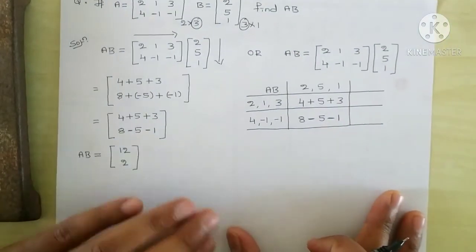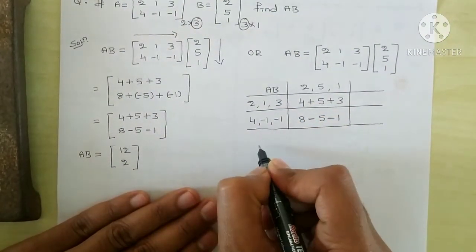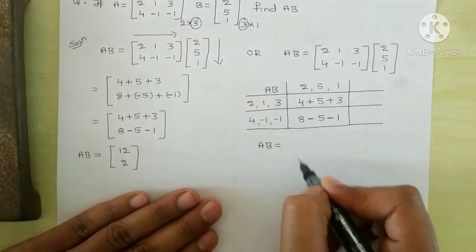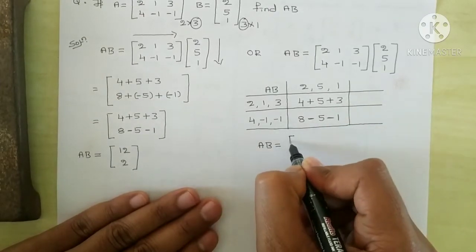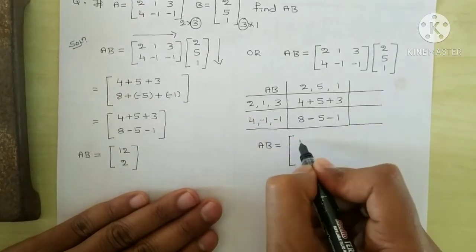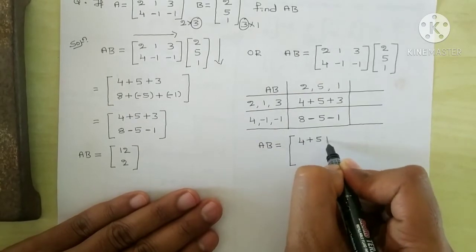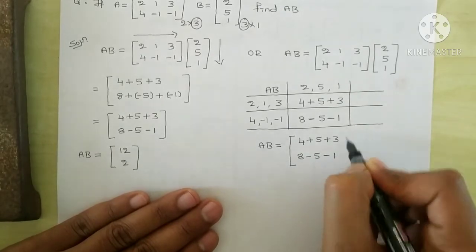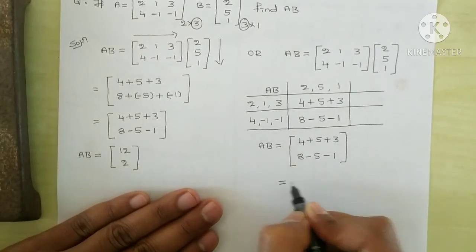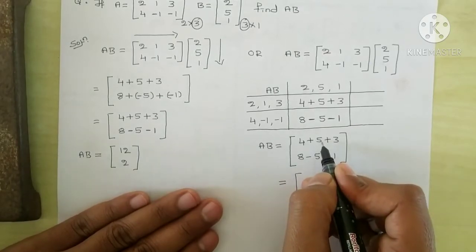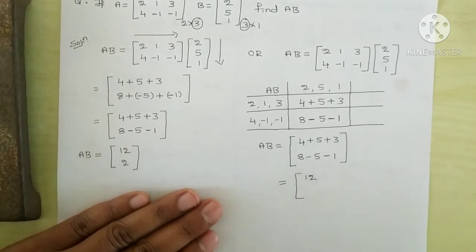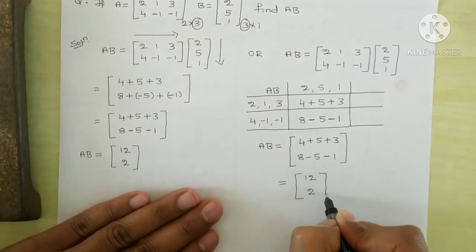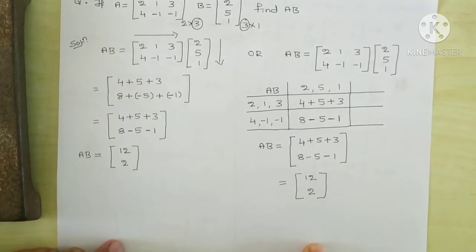Over. So next, you want AB value. So AB is equals to, see in this pattern only you have to write the values in matrix form. So first is 4 plus 5 plus 3 below 8 minus 5 minus 1. Now add and subtract. So which is equals to 4 plus 5, 9, 9 plus 3, 12. 8 minus 5, 3, 3 minus 1 is 2. So this is the value of A into B.